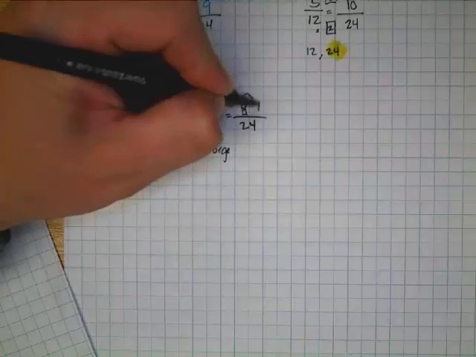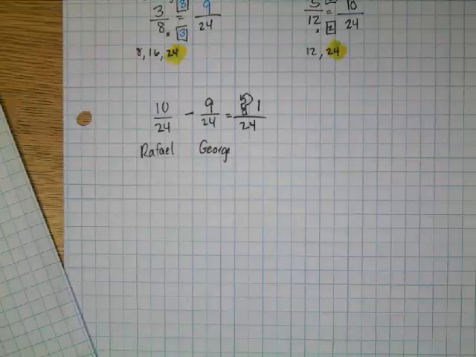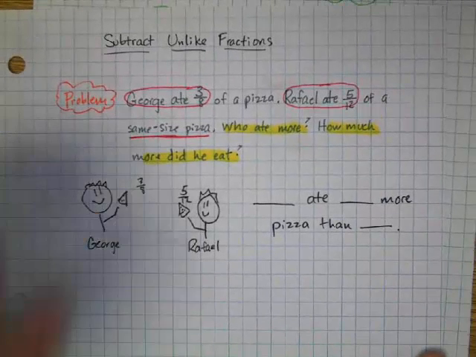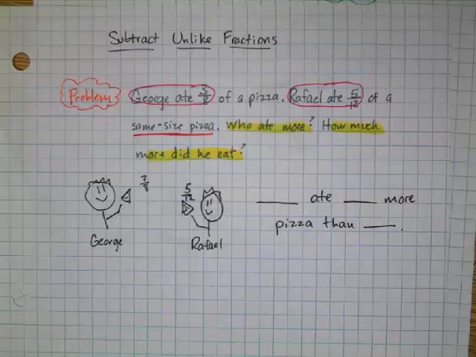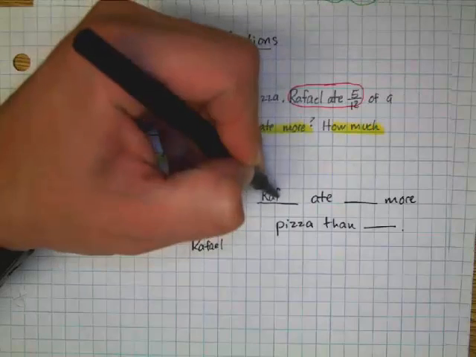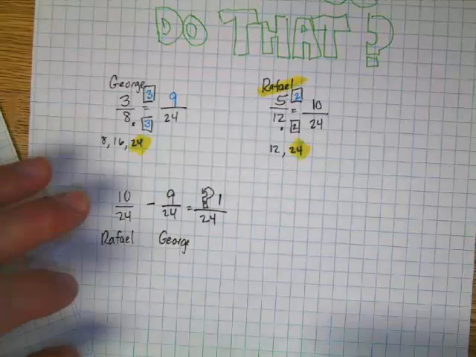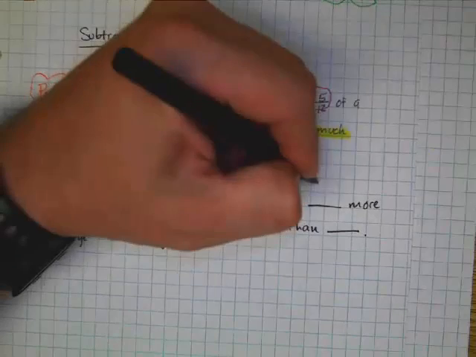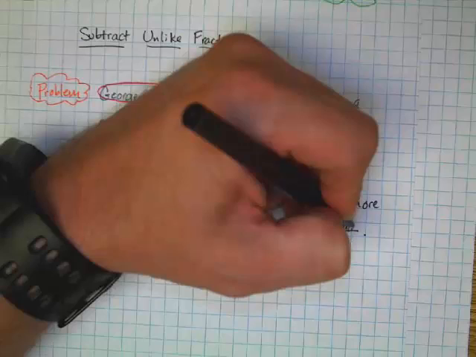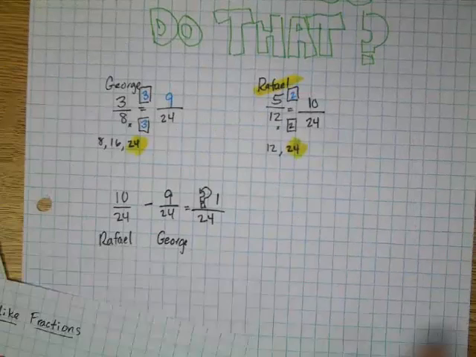So now let's go back to our original question. George ate 3/8 of a pizza. Raphael ate 5/12 of a pizza, same size pizza. Who ate more? Well, we know that Raphael ate more. So Raphael ate, and then we go back to our equation. He ate 1/24 more pizza than George. So now we've labeled our work. We created an equation to solve the problem, and now we answer the question.